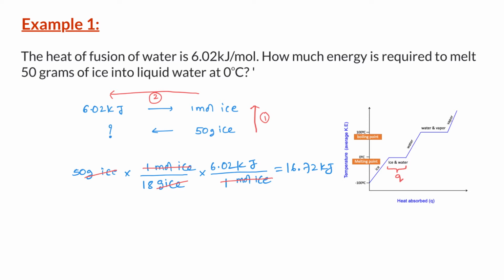If you do not like to use the conversion factors, you can use the following formula. The heat required for a phase change is equal to the amount of substance times the enthalpy change of that particular phase change. In this problem, the enthalpy change for fusion is 6.02 kilojoules per mole, and the amount is 50 grams of ice, which needs to be converted into moles before using it in this formula.